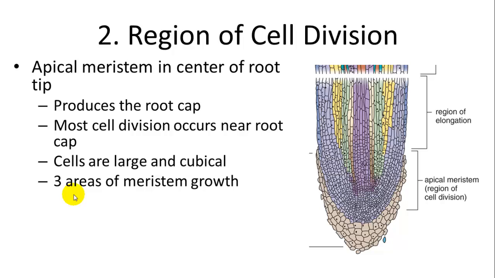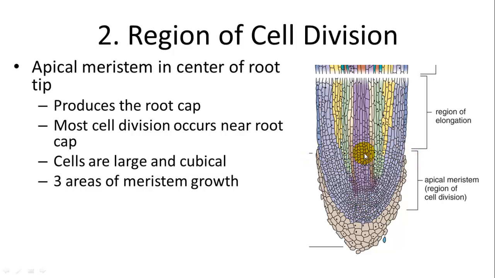So the second part is the region of cell division, and this is the apical meristem in the center of the root. So this is where most of the cell division is occurring. It doesn't occur at the same rate. In fact, the ones on the very end occur at a greater rate than the ones further inland or further in.